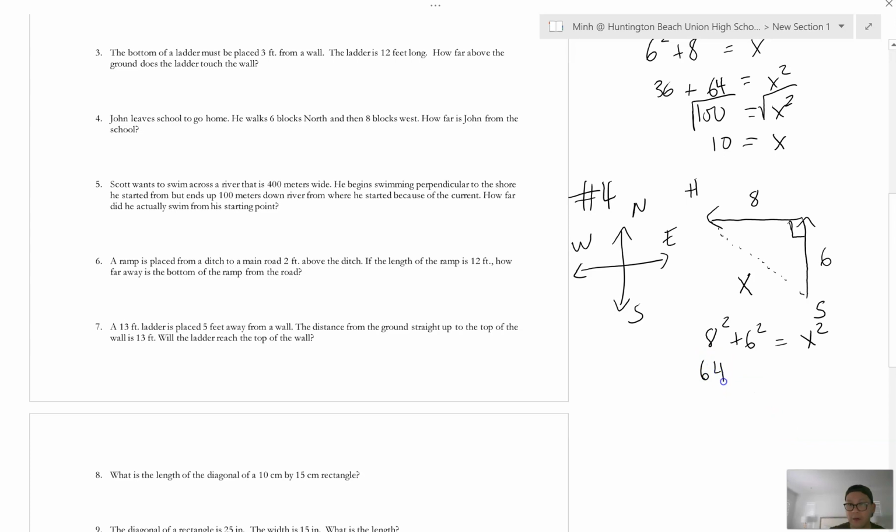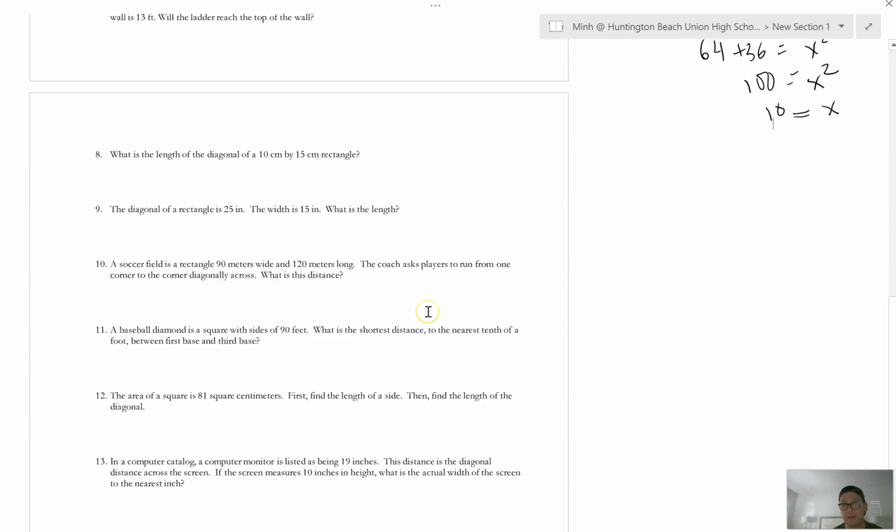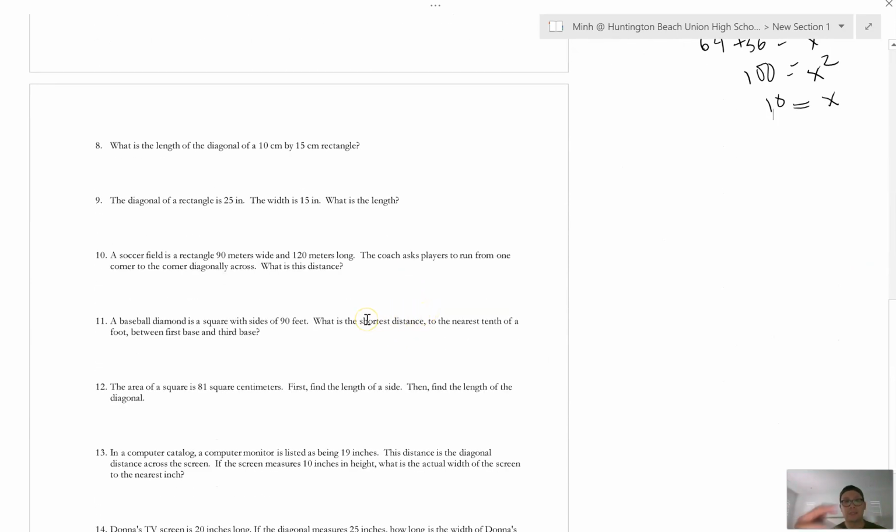That's 64 plus 36 is equal to x squared. 100 is equal to x squared. So the distance from the school to John's home is going to be 10. As simple as that. All right, cool. Let's try to do another problem, right, with different numbers. Let's go to number 8.